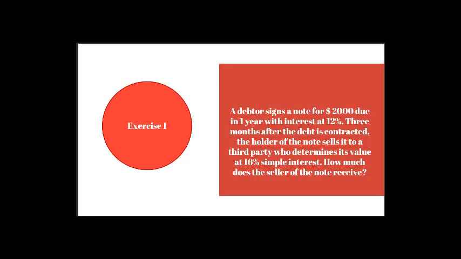The first exercise: a debtor signed a note for $2,000 due in 1 year with interest at 12%. 3 months after the debt is contracted, the holder of the note sells it to a third party who determines its value at 16% simple interest. How much does the seller of the note receive?